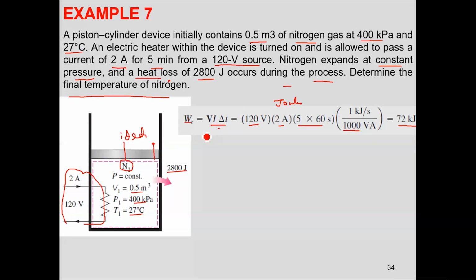Now, if you know the electrical work, we'll be slowly moving on towards the energy balance equation. Before we move on towards the energy balance equation, is there any way we can find out the mass of the system? Specific volume, where?